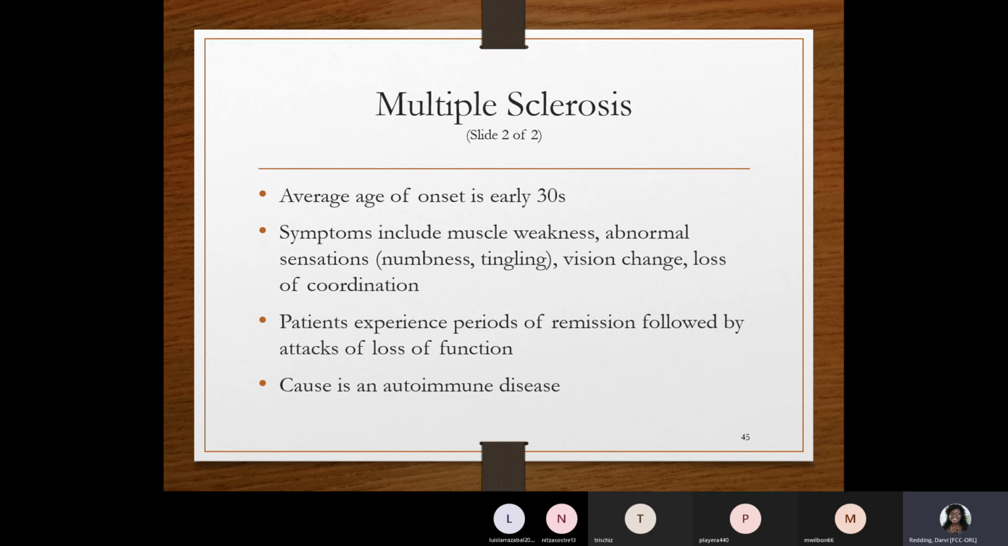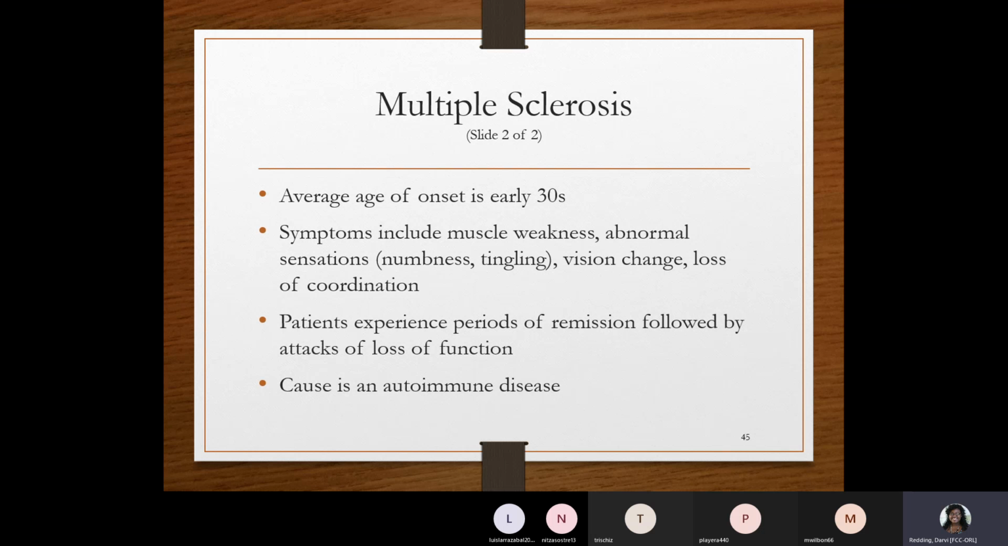So with multiple sclerosis, the average onset is age 30. And there are some symptoms of multiple sclerosis, which include muscle weakness and abnormal sensations. A person can feel numbness or tingling. They can also experience vision loss, vision change, or a loss in coordination. Now, patients who experience MS experience periods of remission that are followed by an attack of loss of function.